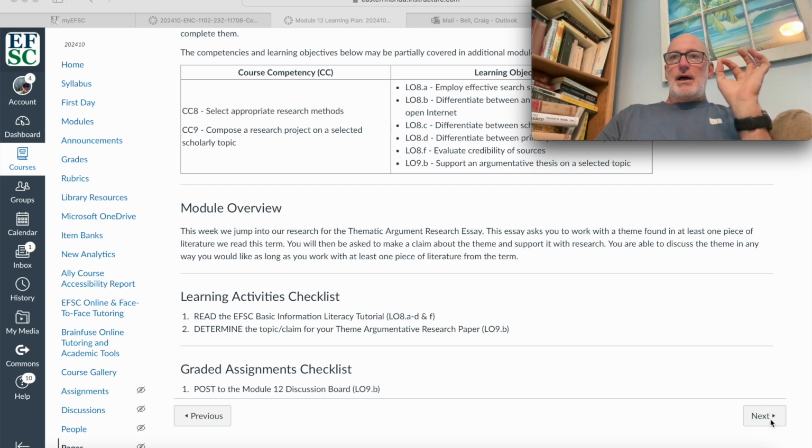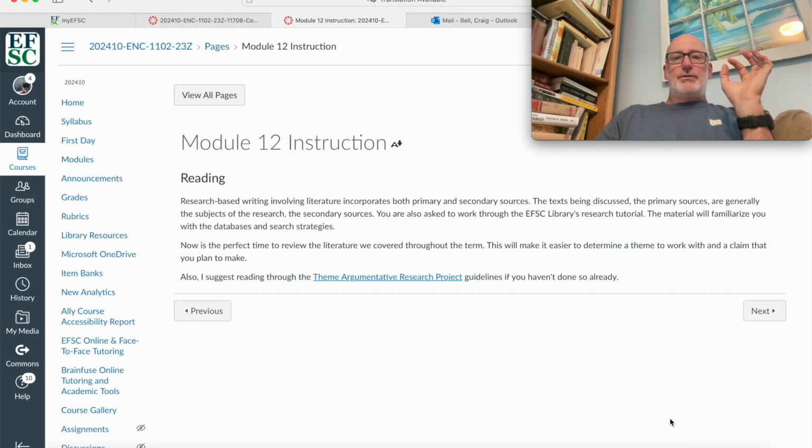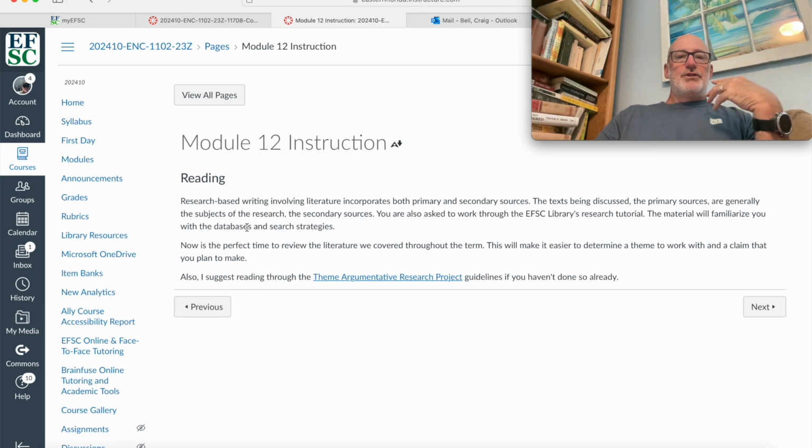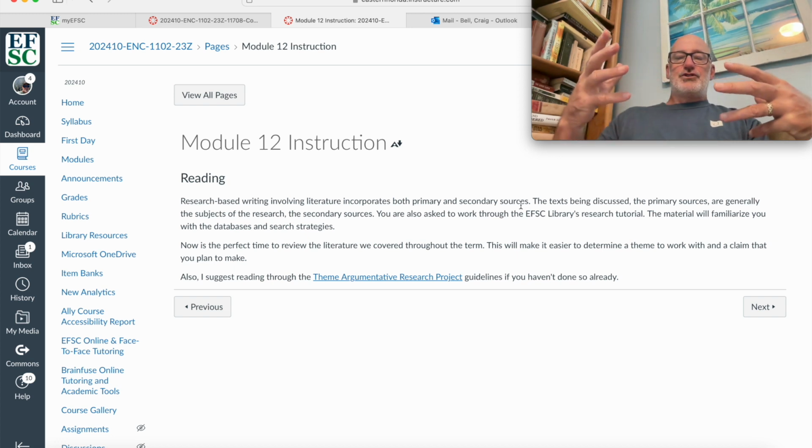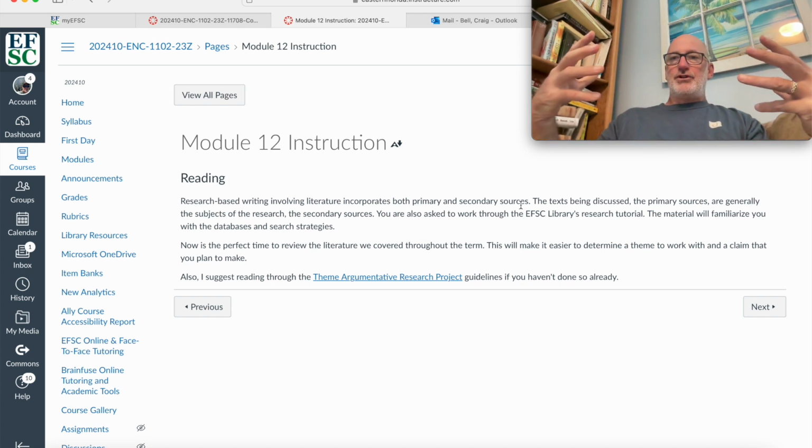So as we're moving through the module, we go to the next page, the instructions. Research-based writing involves literature and incorporates both primary and secondary sources. The primary sources are generally the subject of the research, the text being discussed. The secondary sources are the ones that you use to back up what you're suggesting.